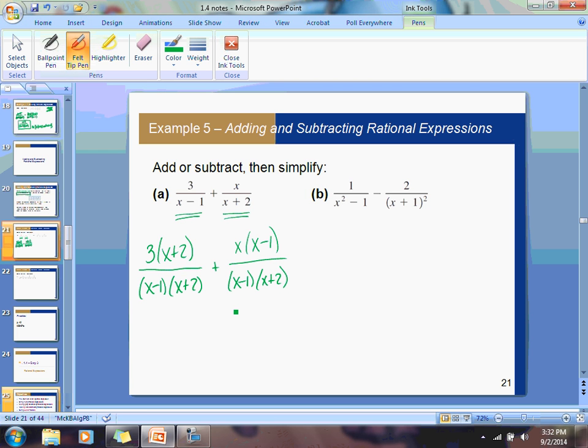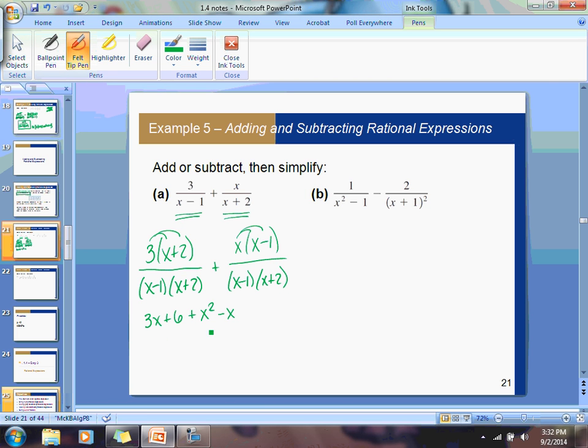Now I'm going to do this next step, since I'm kind of short on room, without writing out the denominator. But basically what we have to do now is simplify our numerator. We have to distribute the 3, and then distribute the x, so we can combine our like terms. So I'm going to get a 3x plus 6, and then I'll have an x squared minus x.